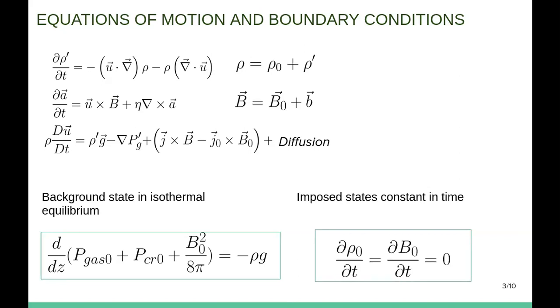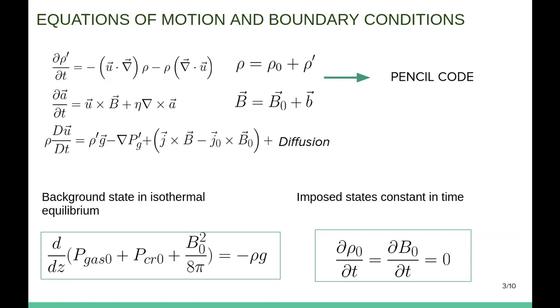We are imposing the background states to be constant in time, so they do not change throughout the simulation. We only evolve the deviations to these background states. In order to solve this, we use Pencil Code, which is a higher order differential equation solver. We put all these equations through Pencil Code and evolve them in time to see how the instability grows and saturates.